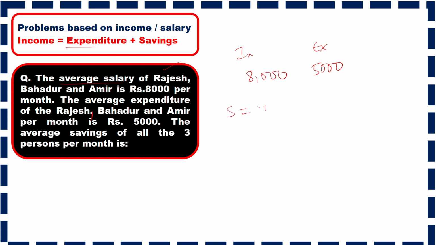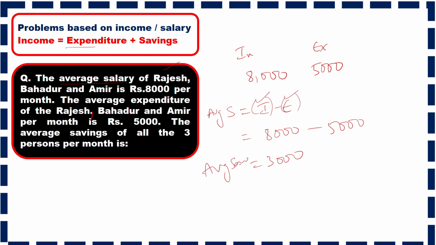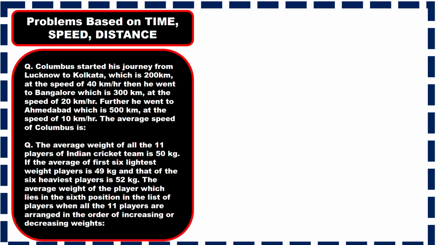As we know, income minus expenditure is savings. Savings is equal to income minus expenditure. We know income, we know expenditure. The average income is 8,000, the average expenditure is 5,000, so the average saving is 3,000. We are taking average income and average expenditure, so we get average savings. Everything is average. Average saving is 3,000.